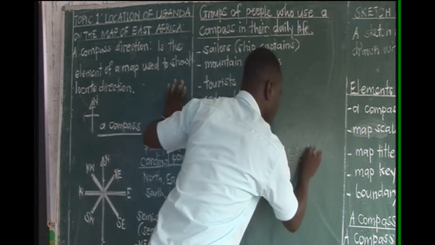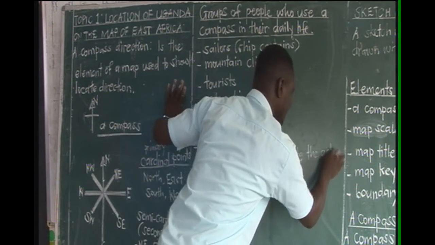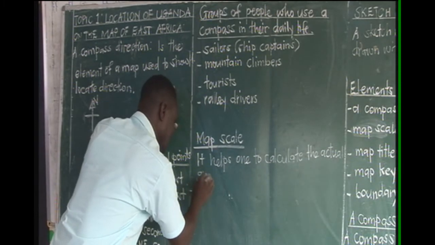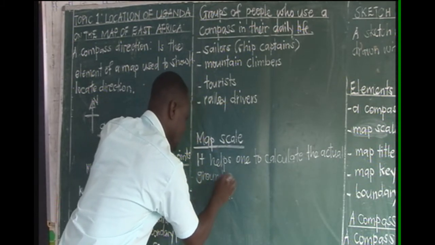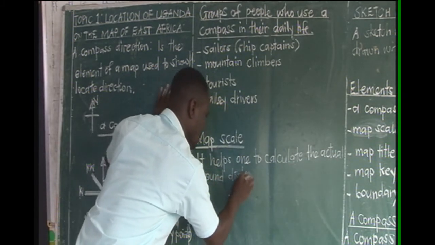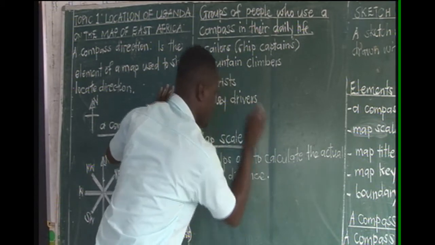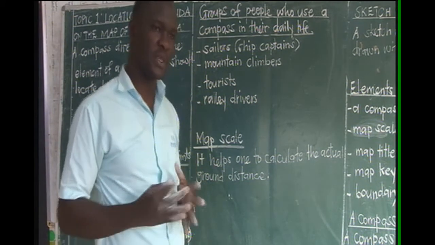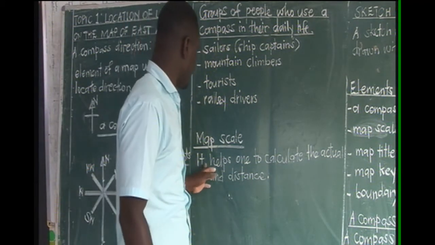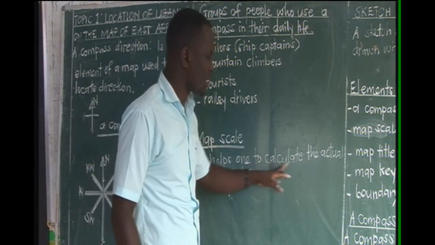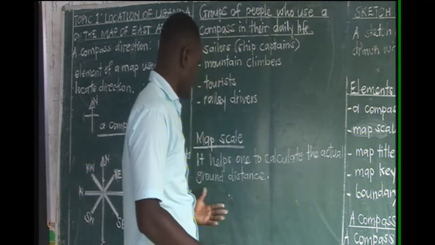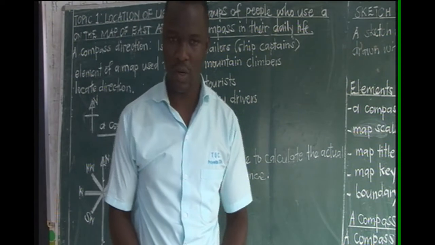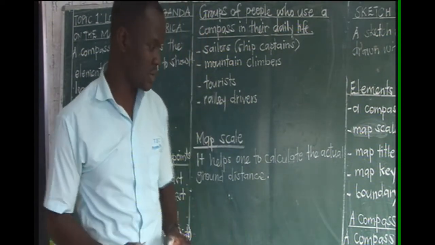the actual ground distance. That is what you need to note. A scale helps one. I want you to adopt this beginning right now. A scale helps one to calculate the actual ground distance. Don't say a scale calculates. No, a scale alone cannot calculate.